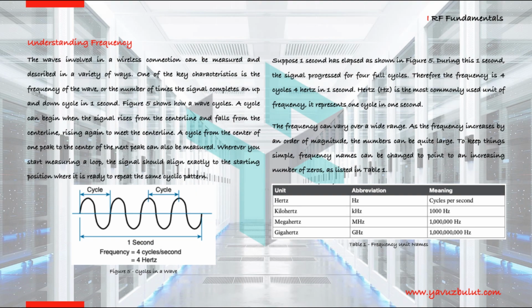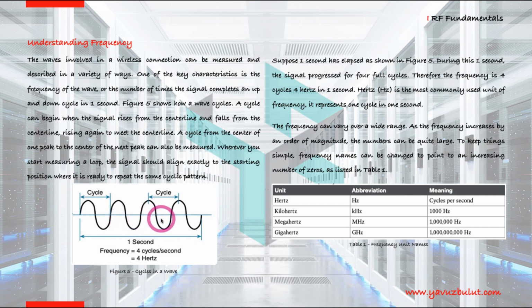On this page, let's examine the radio frequencies in a little more detail. The waves in a wireless connection can be measured and defined in various ways. One of the main characteristics of the wave is the frequency of the wave, or the number of times the signal completes the up and down cycle every 1 second. Figure 5 also shows how the cycle of a wave occurs.